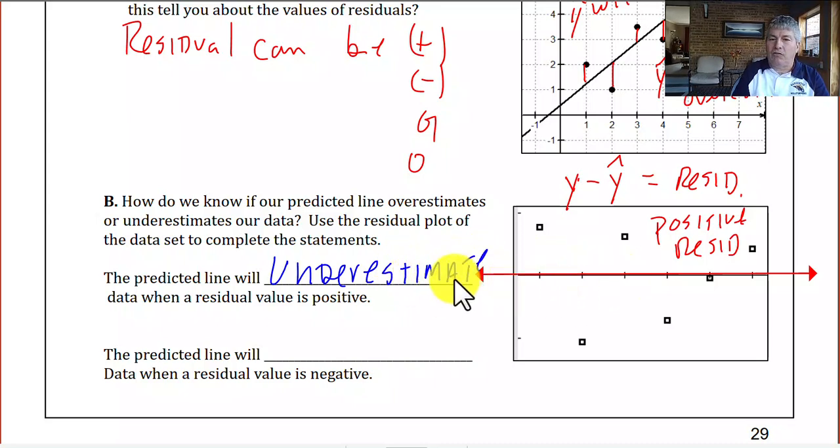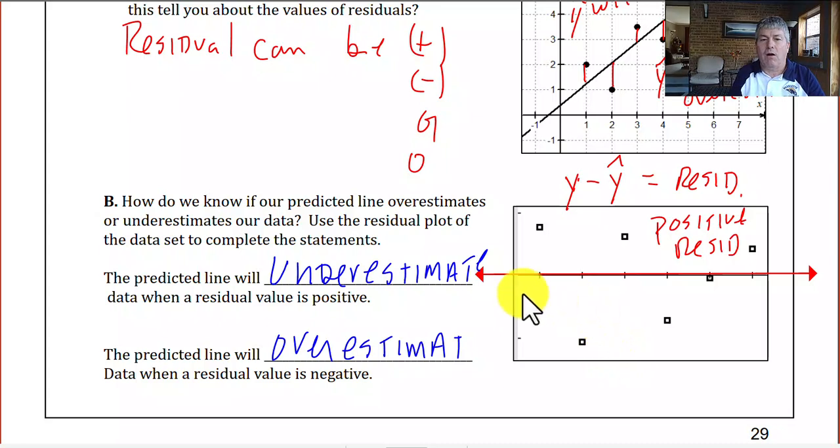because our predicted trend line is underneath those data points, where below here the predicted line will overestimate data when the residual value is negative. So this line is overestimating these points that are below the line. This line is underestimating these points. So that'll give you a sense of how a residual plot works and when we're overestimating or underestimating data. And we'll get some more practice with this when I see you in class.